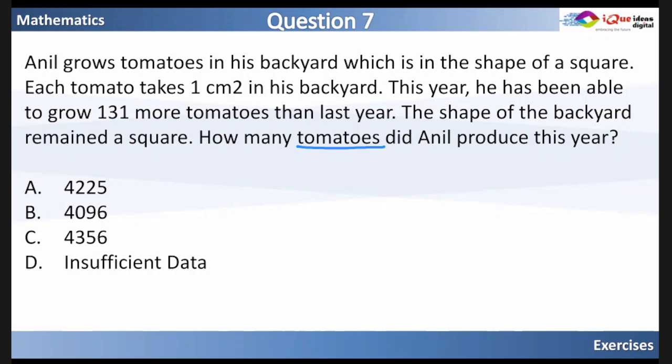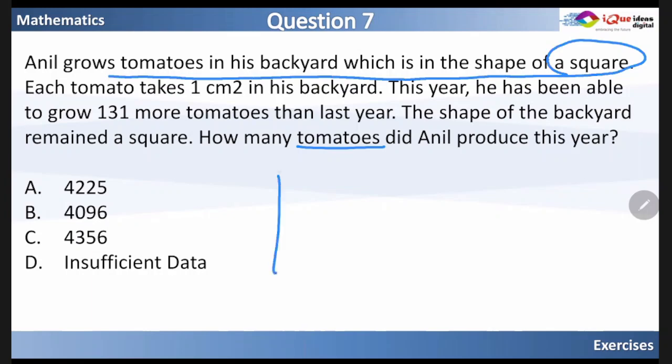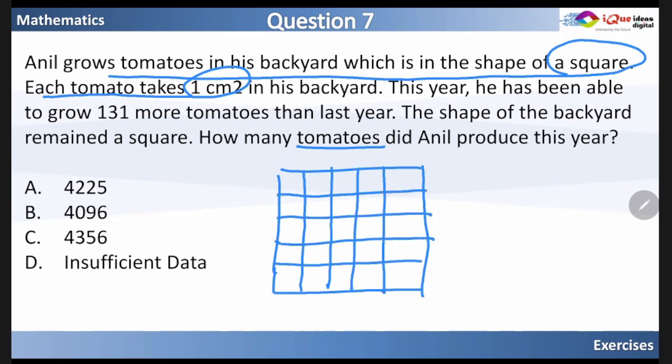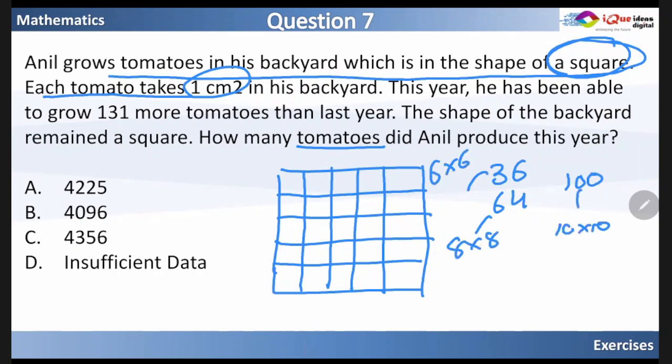It says that Anil grows tomatoes in the backyard, which is in the shape of a square. So let's assume that is the shape of a square. Now each tomato takes 1 centimeter square, and the entire thing is a square, so it can be 36 square centimeters or 64, a perfect square number. So that will be 6 by 6 or 8 by 8 or 10 by 10, correct?